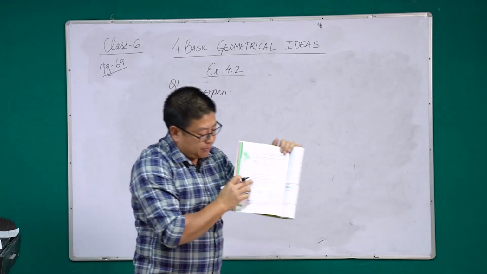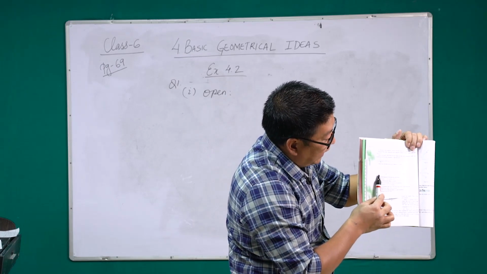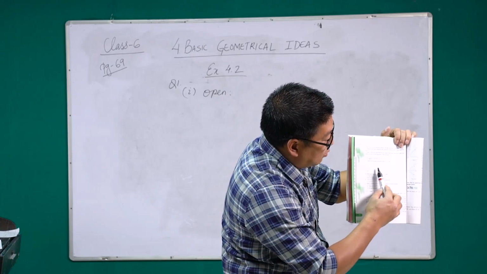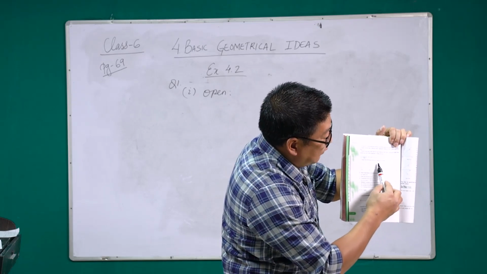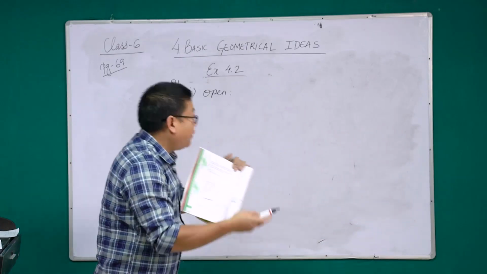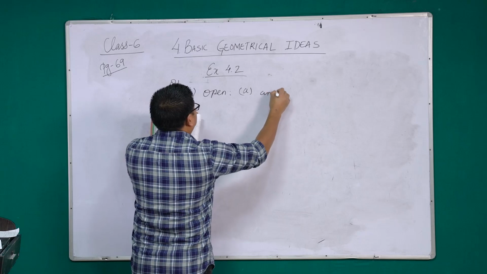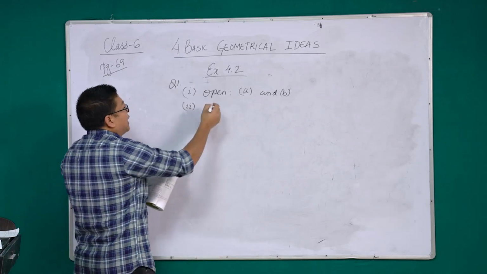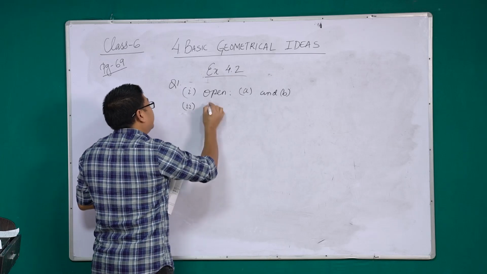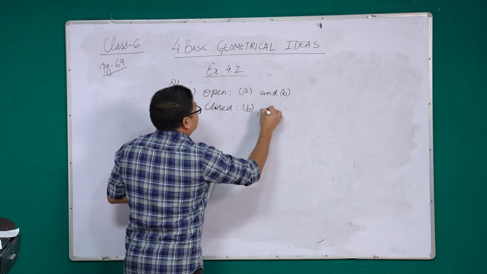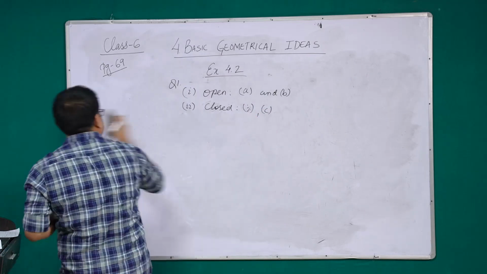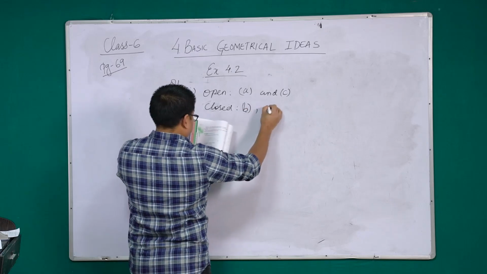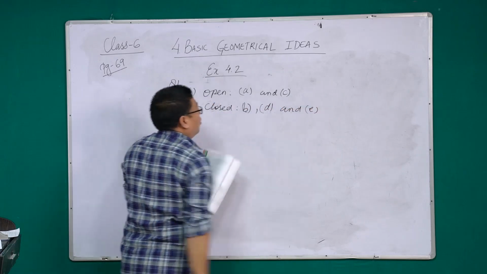In the first figure A, both sides are open. So this is an open figure. When you look at B, all the sides are closed, so this is not open. If you look at C, there's a small opening here. So these are called open curves. So we will just mark it as A and C. The remaining three are closed because they have no opening. So we can write closed: B, D, and E. They are all closed, right?